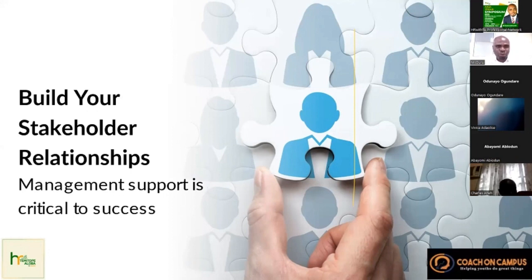So you can schedule weekly visits, monthly visits to the shop floor. Ask critical questions. How can I support you? How can I support you to improve this process? They will talk with you about what the challenges are.